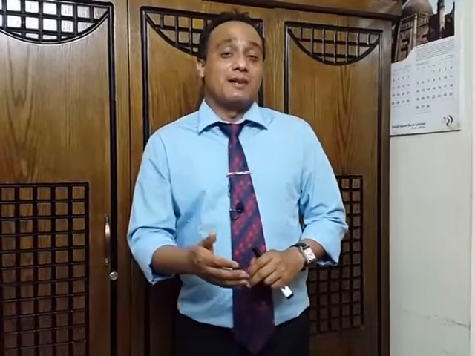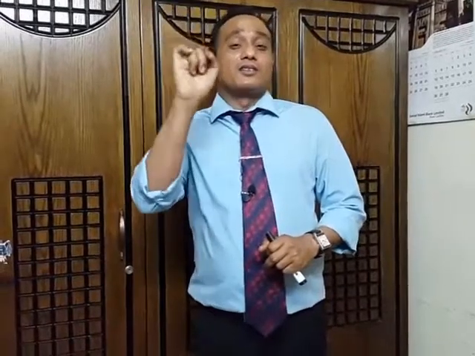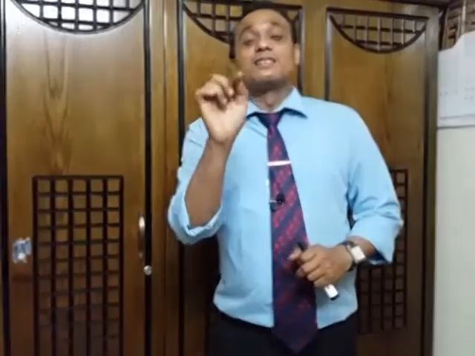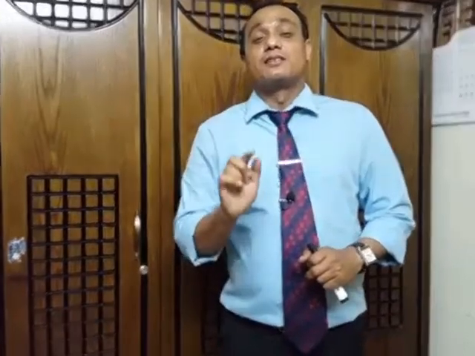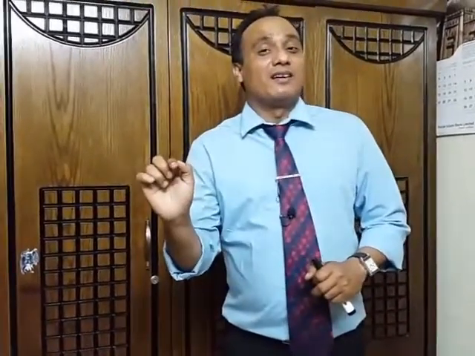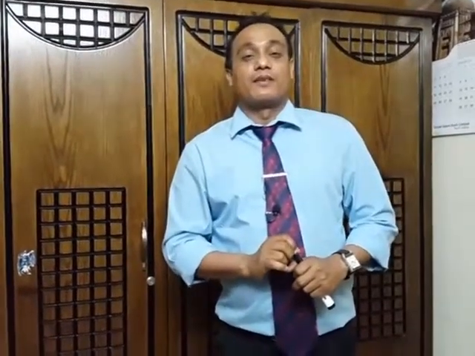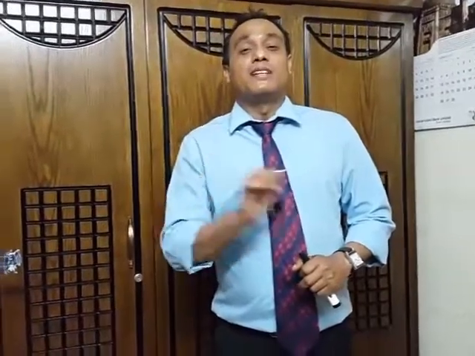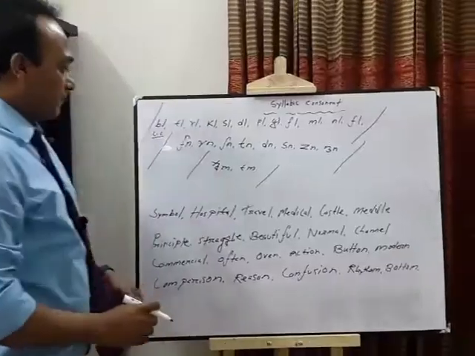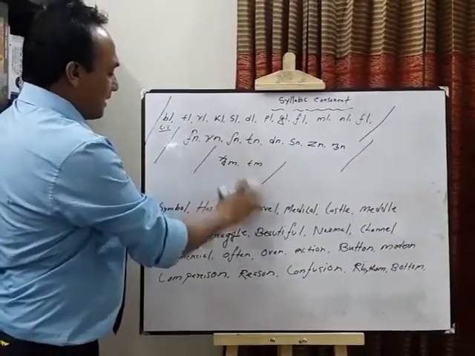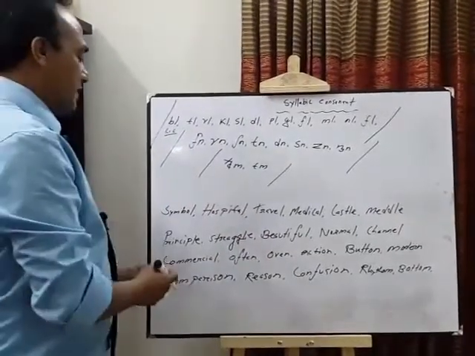So how to pronounce? We may have an example. Hospital, hospital, hospital. So that is ta a la, tal is coming here. Symbol is coming here. We have to say symbol. Travel. We have to say travel. Medical. We have to say medical. Castle. Principle. Struggle. Normal. So this kind of sounds is available here, and today we'll just practice on it.